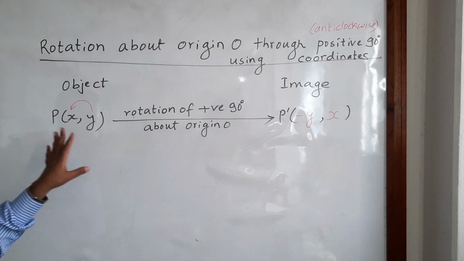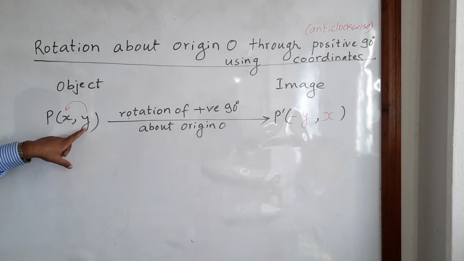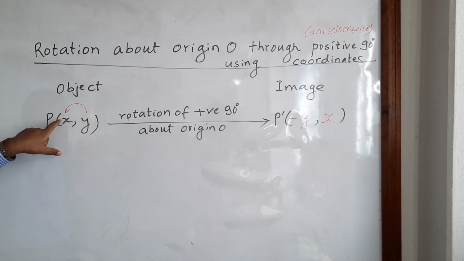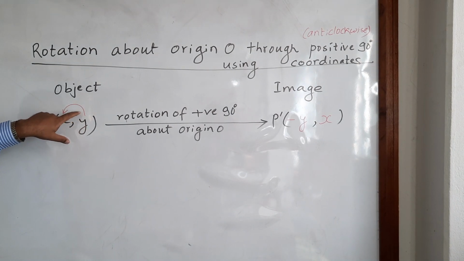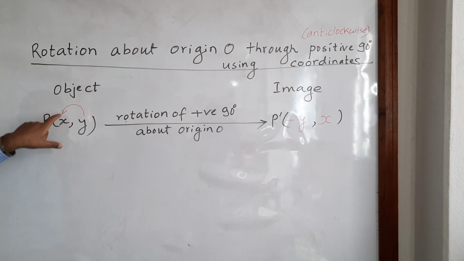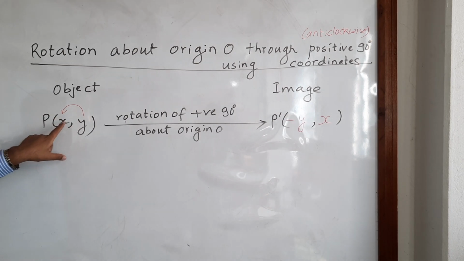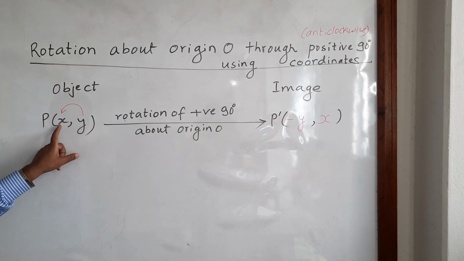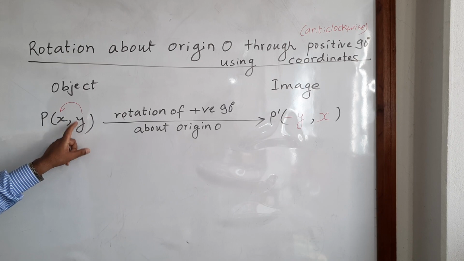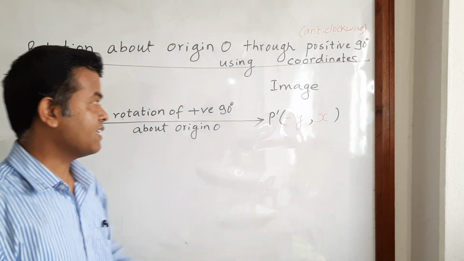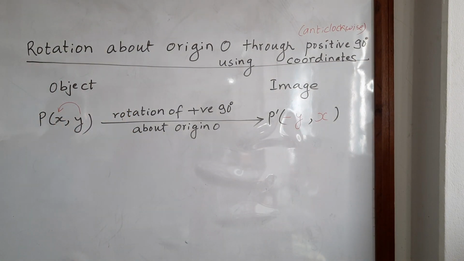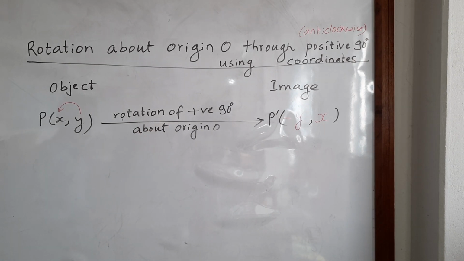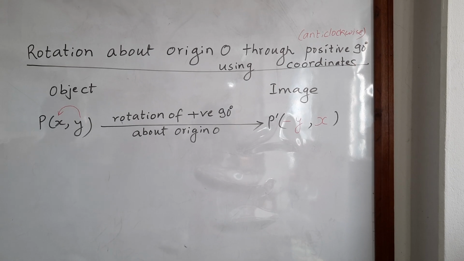So I will revise it once again. So y is rotated in anti-clockwise direction. Imagine y is rotating in anti-clockwise direction. So when it is shifted to x's place, its sign changes and becomes negative, and this x has to shift because of y, so its sign does not change. So this is the formula for the rotation of positive 90 degree about origin O.